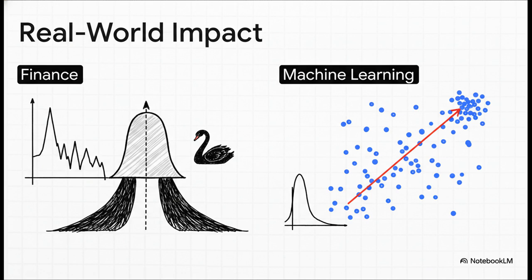And in machine learning, oh yeah, it's huge. Models like linear regression assume your errors are normally distributed. If your data is super skewed, you're breaking the rules, and your model's predictions could be complete garbage.